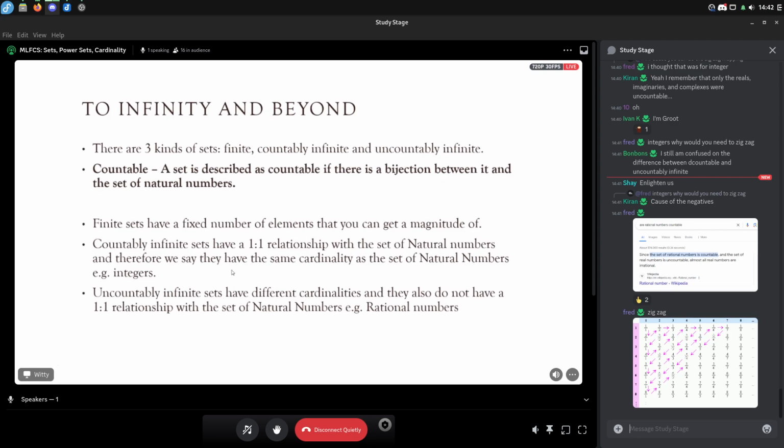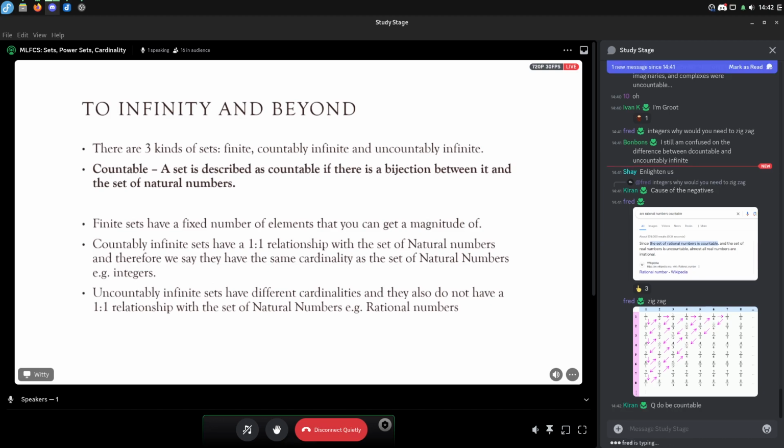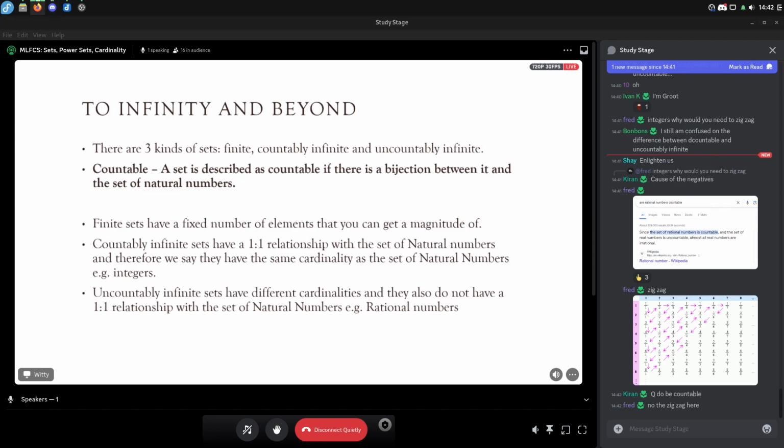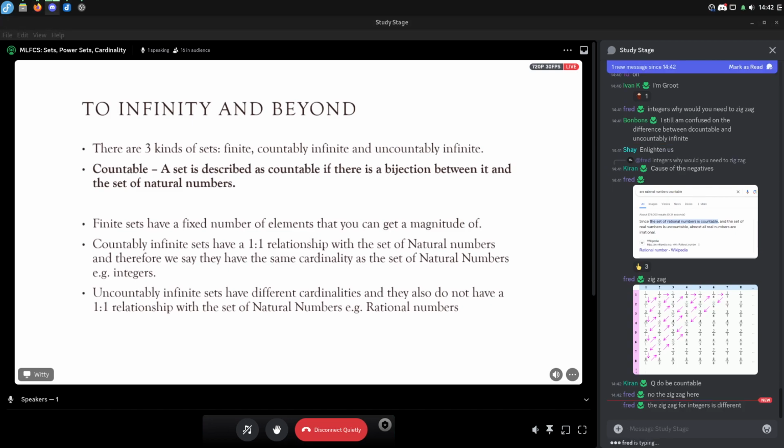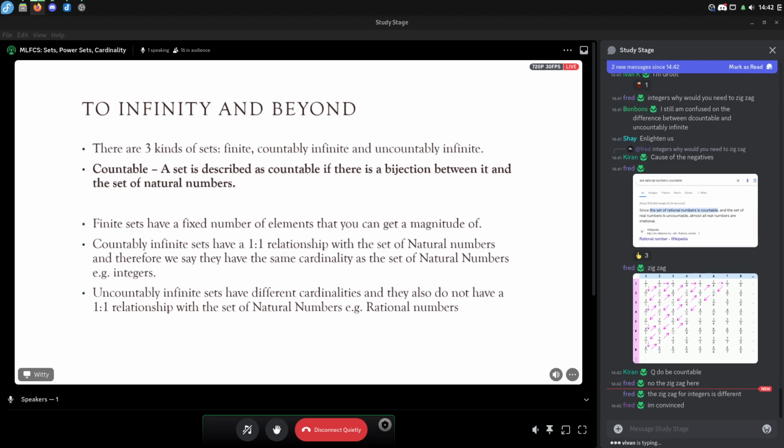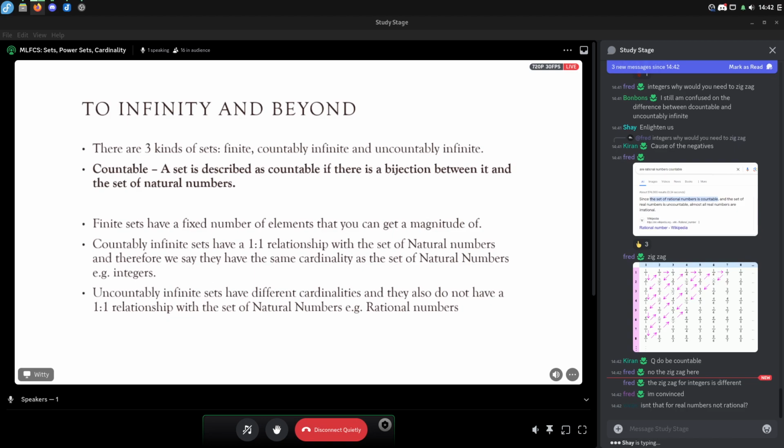Zigzag mapping. Isn't that for integers though? I'm talking about real numbers, not numbers represented on the computer. You can have an infinite amount of... you can keep going into decimals, and you can have 1.222222222, and that would keep going, and then you could have 3 point whatever.